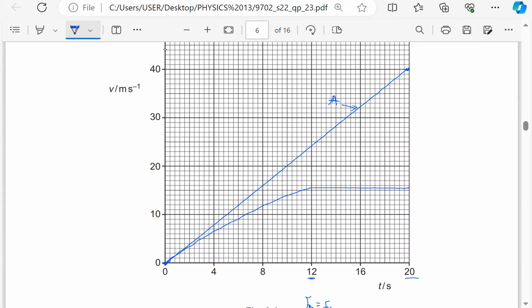So at 12 seconds, we reach what we call terminal velocity, so the line becomes horizontal. The velocity is going to be constant. They said label this graph B. Okay.